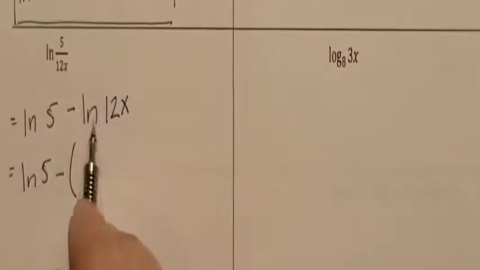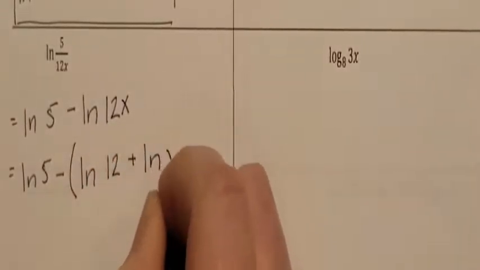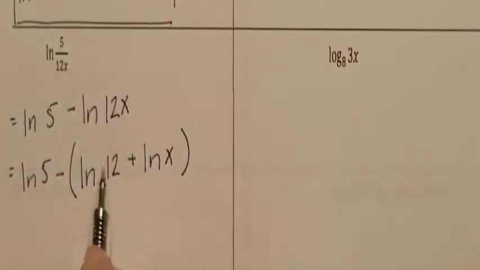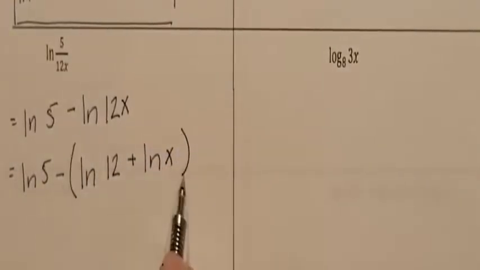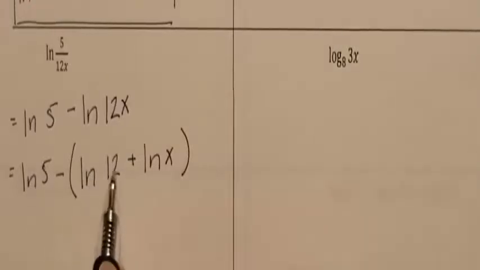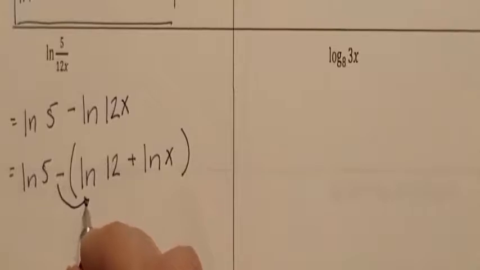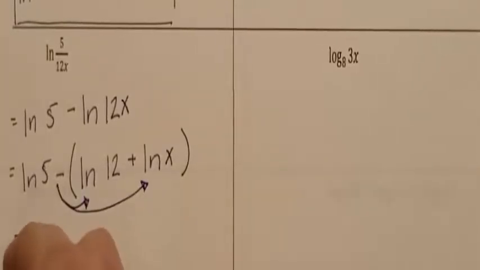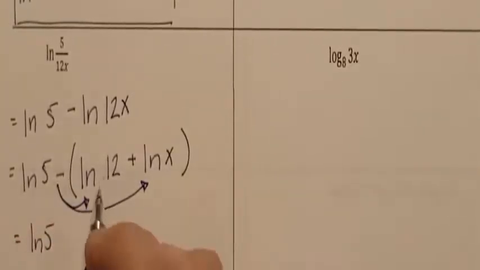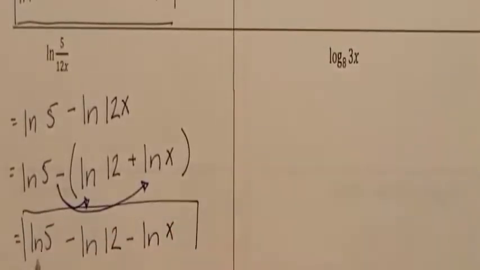So I need to remember that this whole thing was the natural log of 12 plus the natural log of x. This entire item needs to be put into parentheses because this last one got expanded. I see no other adding or subtracting. The only thing I want to do now is distribute this minus to everybody in here. So I have the natural log of 5 minus the natural log of 12 minus the natural log of x. This is my final answer, and I am fully expanded.